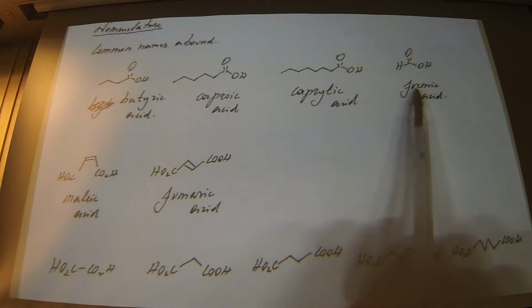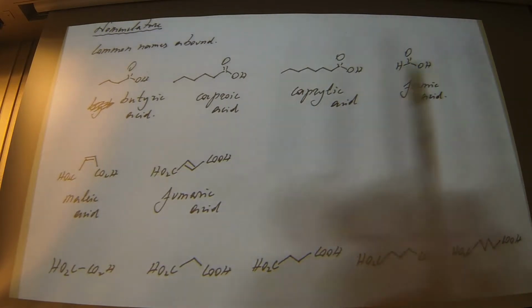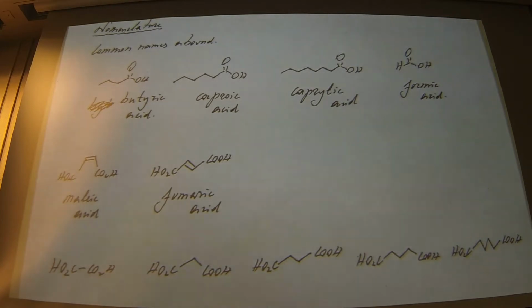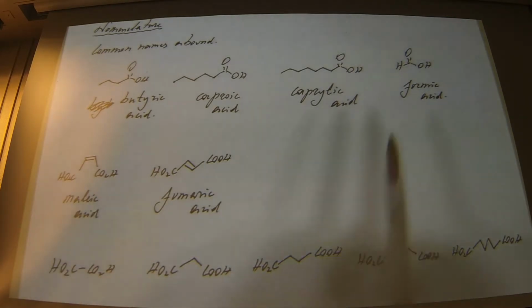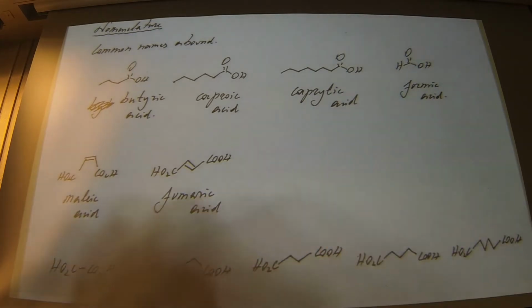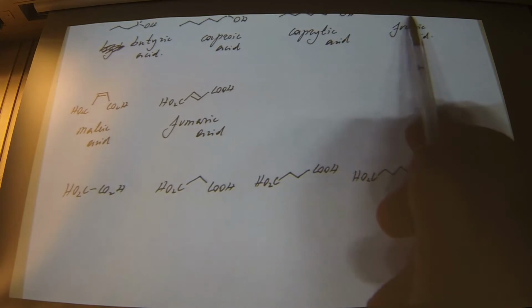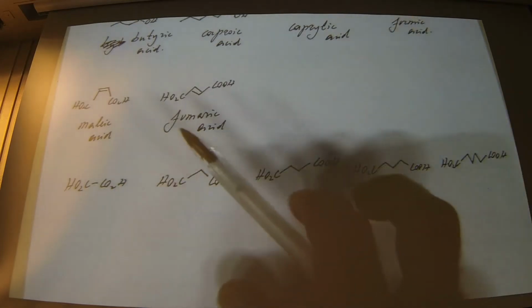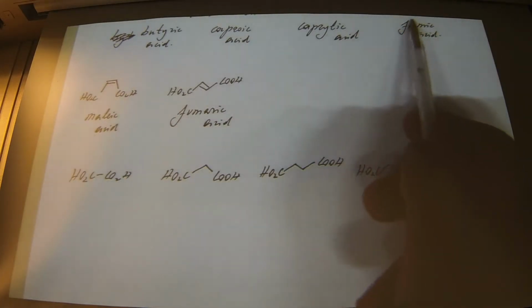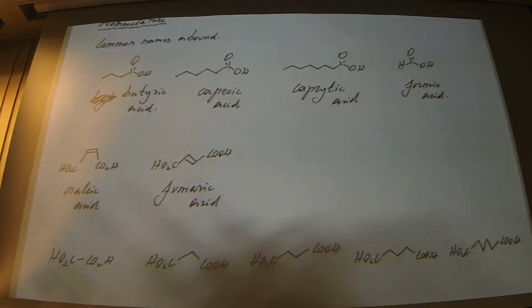Formic acid comes from the Latin word for an ant. If you've ever crushed ants in your kitchen and smelled your fingers after that, you'll get a hint of formic acid. Formic acid is fairly toxic, and ants use that as a defense mechanism. So some ants, fire ants, will inject this into you, and you end up experiencing a certain amount of pain.